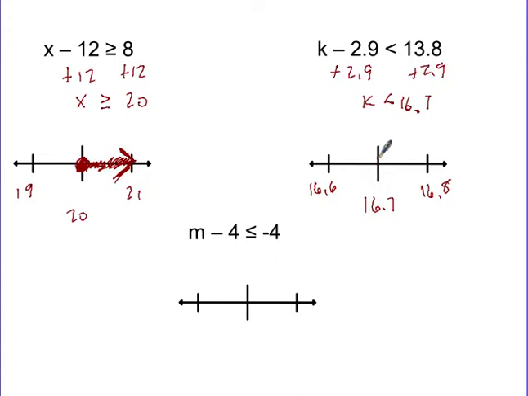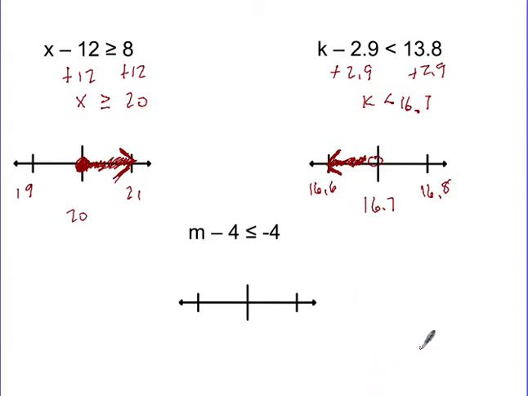So 16.7, what kind of symbol at 16.7? Open circle, because it does not include that number, so it's not filled in. It leaves that space blank because we don't include 16.7. And then which way do I shade? Left. Less than is left. K is less than, so I would shade left.